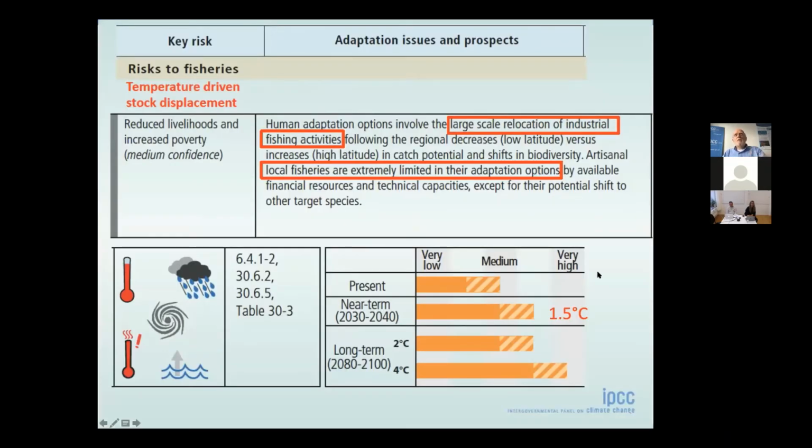And again, we do the risk assessment for this, and we have large scale responses that can be considered, like a relocation of industrial fishing activities, which sounds easy, but for the low latitude countries which depend on local fisheries, artisanal fisheries, they are extremely limited in their adaptation options, and that is reflected here.